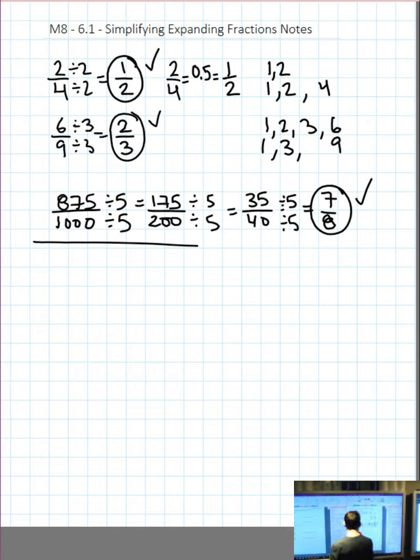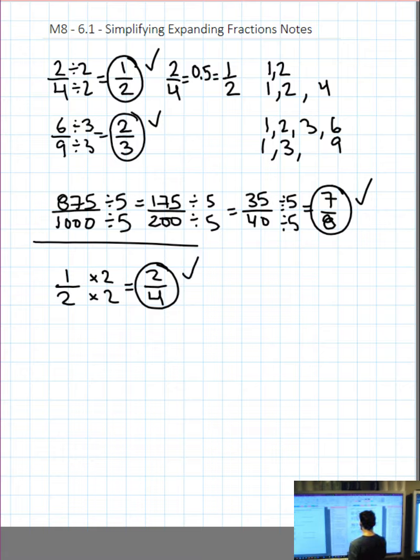Now let's learn how to expand a fraction. So let's take a fraction 1 over 2. Let's times the top and bottom by 2. Times 2, times 2. I'm just randomly choosing what I want to times the top and bottom by. 1 times 2 is 2. 2 times 2 is 4. I'm going to circle my answer and check my answer on the calculator. Notice the same example from above. They're all equal to a half. So we get 2 over 4.